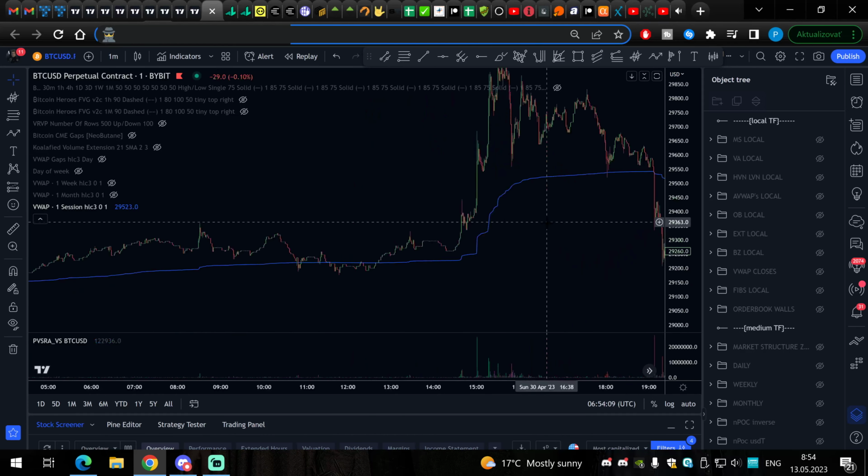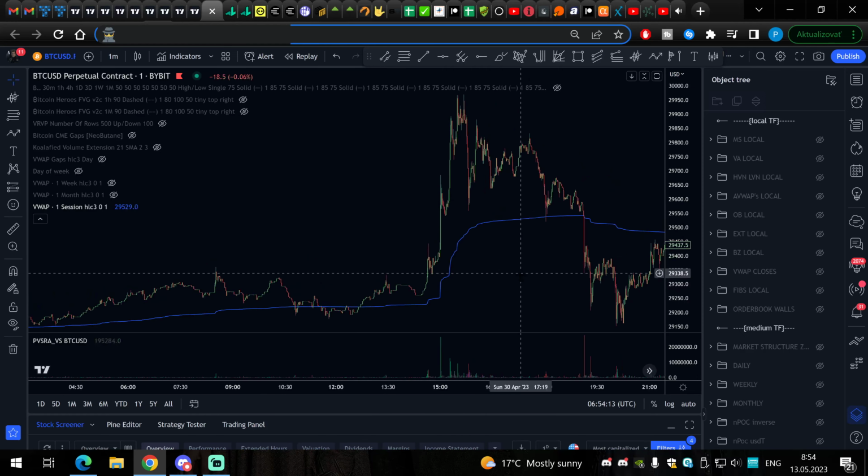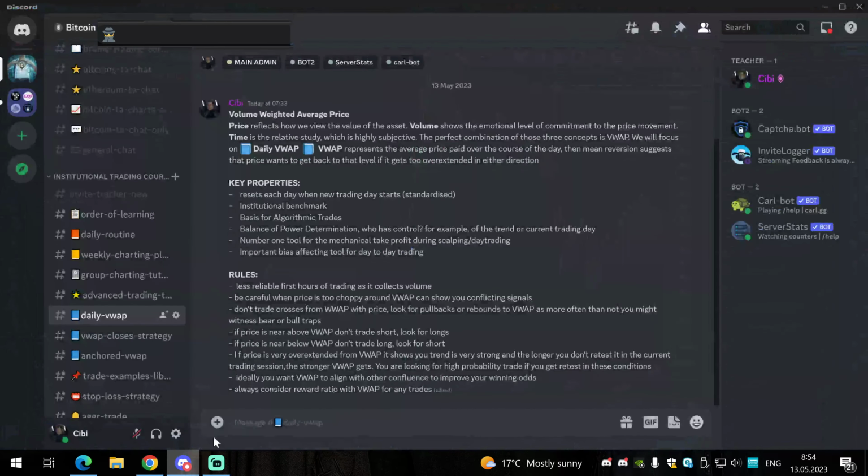This is also a great example. So you finally reclaim VWAP. You are pushing heavily. Remember, there is one important rule for us, which is the most important rule for your VWAP trading. If price is overextended from VWAP, it shows you trend is very strong, and the longer you don't retest it in the current trading session, the stronger VWAP gets.